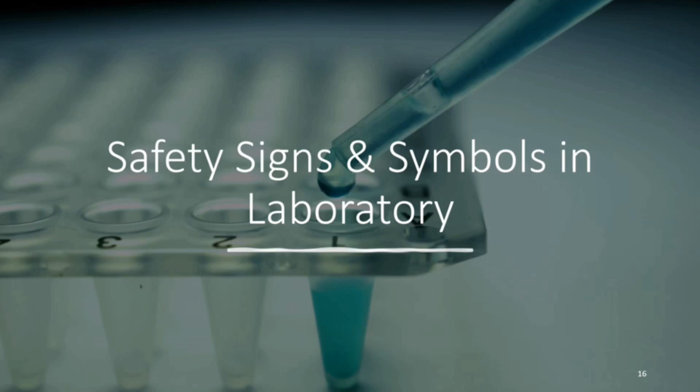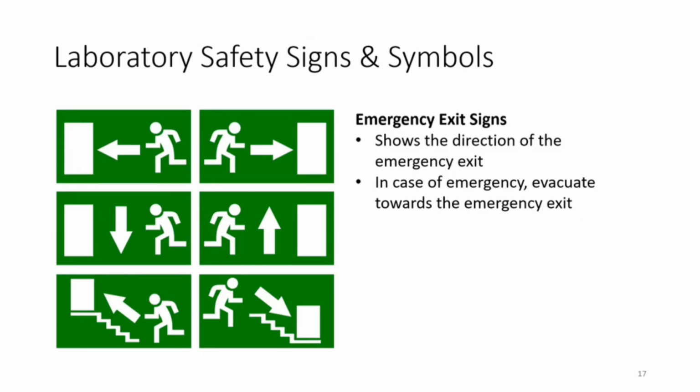Next, we shall look at some of the common safety signs and symbols in the lab. Firstly, emergency exit signs. It shows the direction of the emergency exit. So in case of emergency, for example, fire, you should evacuate towards the emergency exit direction.